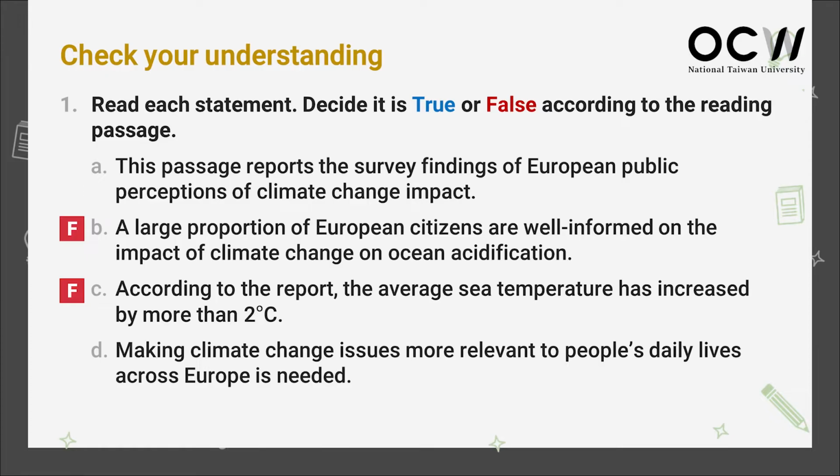Now, option C is talking about one of the phenomena mentioned in the fourth paragraph. However, sea temperature rising by 2 degrees Celsius is not something that has already happened, but something that we are anticipating could happen in 2100. So a lot of people might have misunderstood the passage and thought that it has already happened. And so option C will still be incorrect.